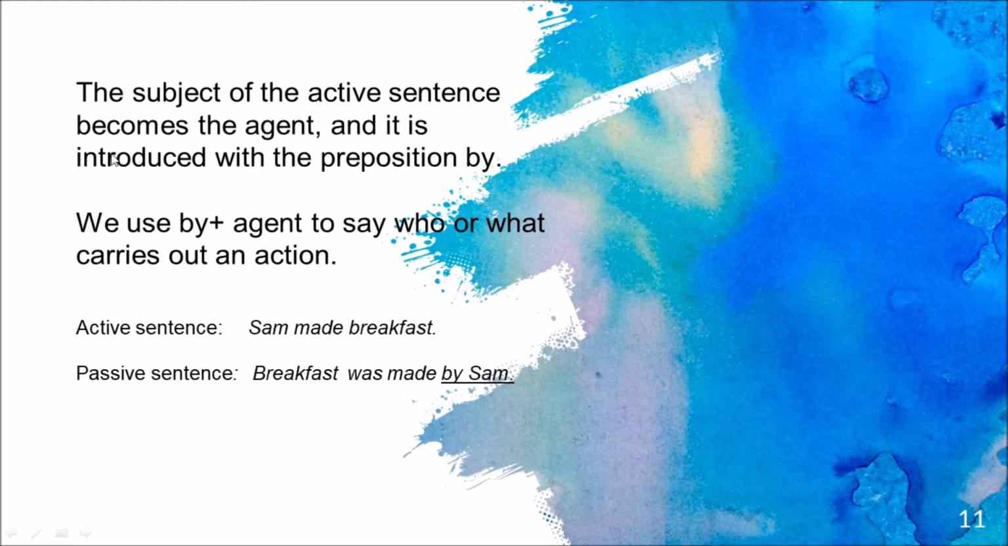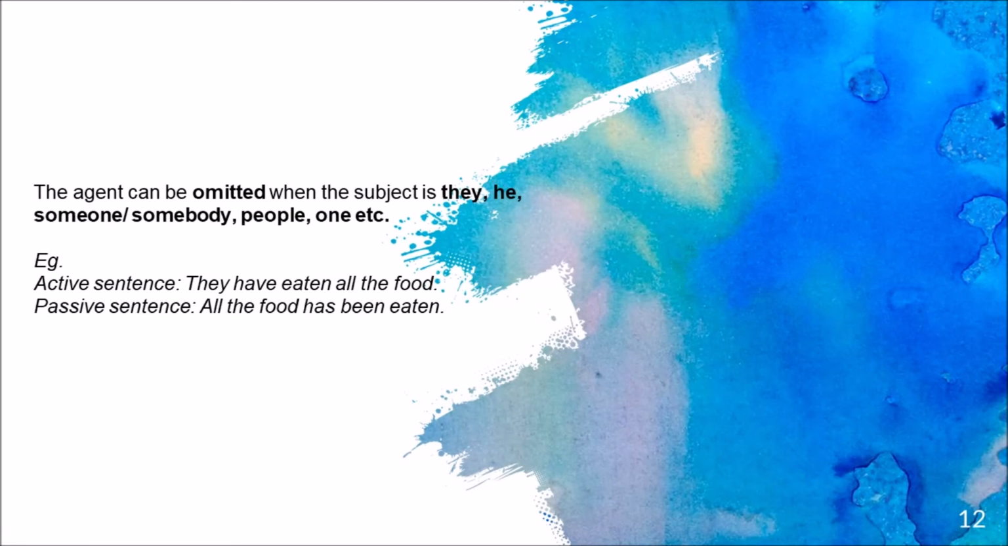The subject of the active sentence becomes the agent, and it is introduced with the preposition by. We use by plus agent to say who or what carries out an action. For example, Sam made breakfast. Breakfast was made by Sam. So, this is how we introduce the agent. The agent can be omitted when the subject is they, he, someone, somebody, people, one, and so on. They have eaten all the food. All the food has been eaten. In this case, we don't need to include the agent.